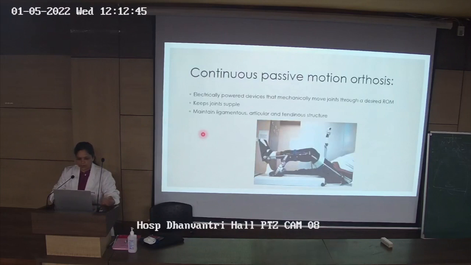Then the continuous passive motion orthosis: electrically powered devices that mechanically move joints through a desired range of motion. Because once the patient has undergone total knee replacement or total hip replacement, the patient will not be able to regain the normal range of motion of the knee or hip joint. Can any one of you tell me the normal range of motion of the knee joint and hip joint?